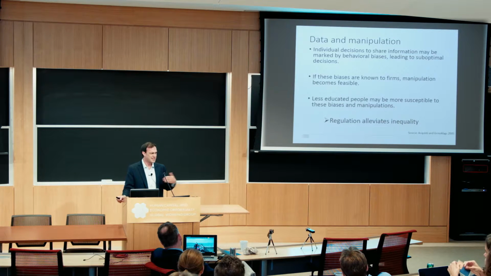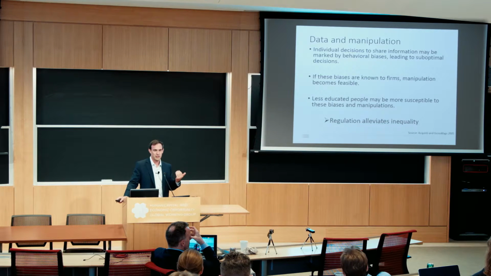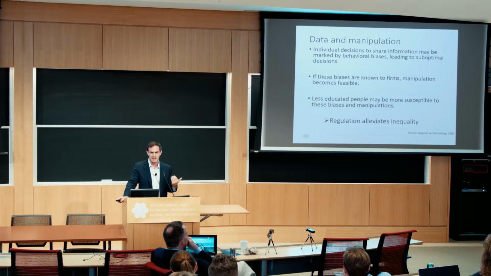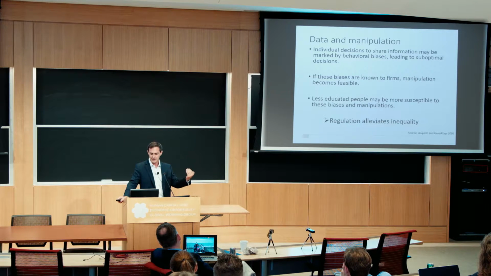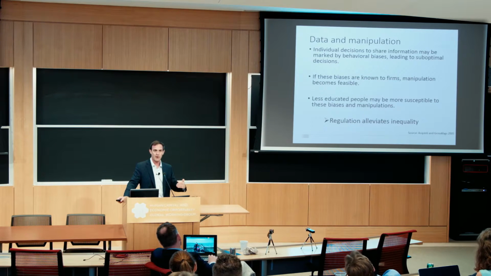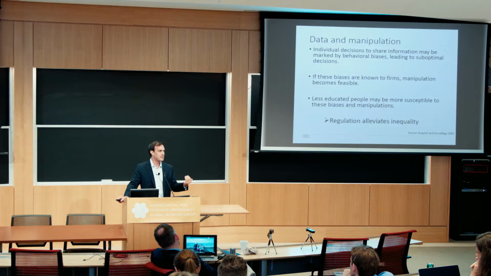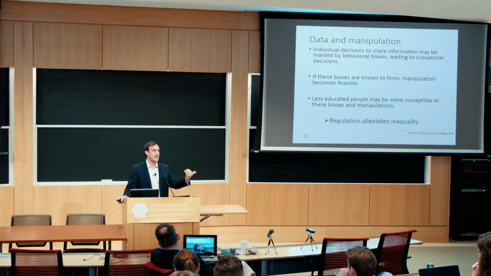Now, it's not always going to work out that way. A lot of the literature, to the extent there is literature on privacy and inequality, says individual decisions to share information may be marked by behavioral biases, leading to suboptimal decisions. So Alessandro Acquisti, who has written a lot about privacy, this is his core theme. We need to think about behavioral biases in the decision to share information about ourselves. If these biases are known to firms, then those firms can manipulate consumers. They can manipulate people because they understand where you're going to make mistakes.